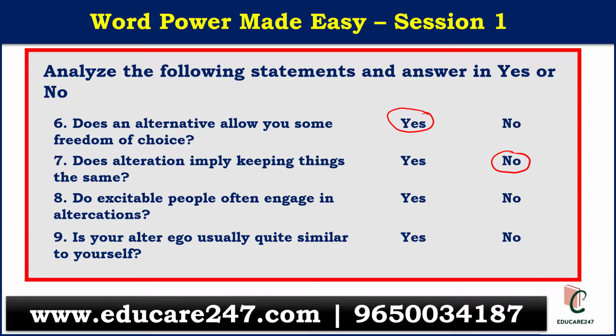Next we have, do excitable people often engage in altercation? So if you see excitable people, do they have quarrels? Generally they might get into quarrels or arguments publicly. So just yes. Is your alter ego usually quite similar to yourself? So definitely it's not going to be similar to yourself, because it's the other personality.